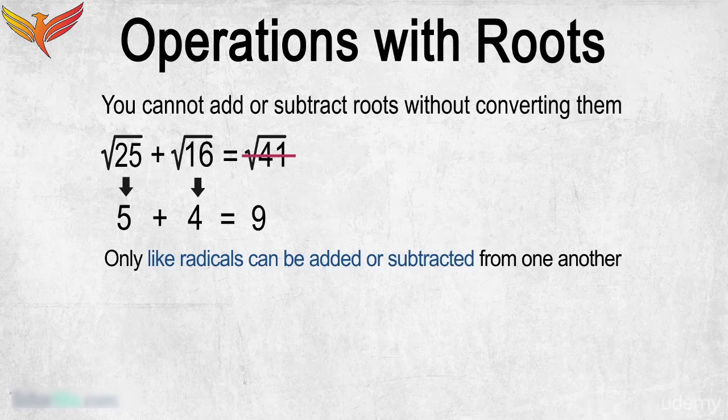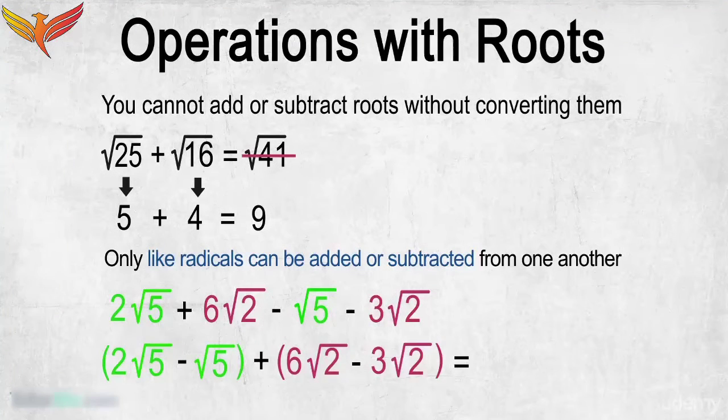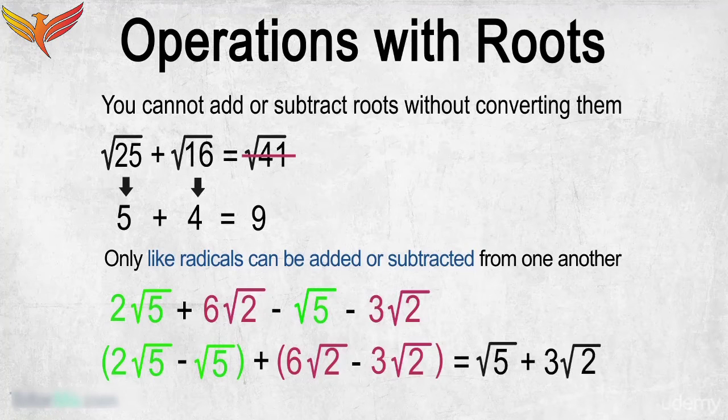Only like radicals can be added or subtracted from one another. As you can see in this example, the radicals with bases of 5 can be added together, and the radicals with bases of 2 can be added together. But you can't simplify any further. So you're left with the square root of 5 plus 3 root 2.